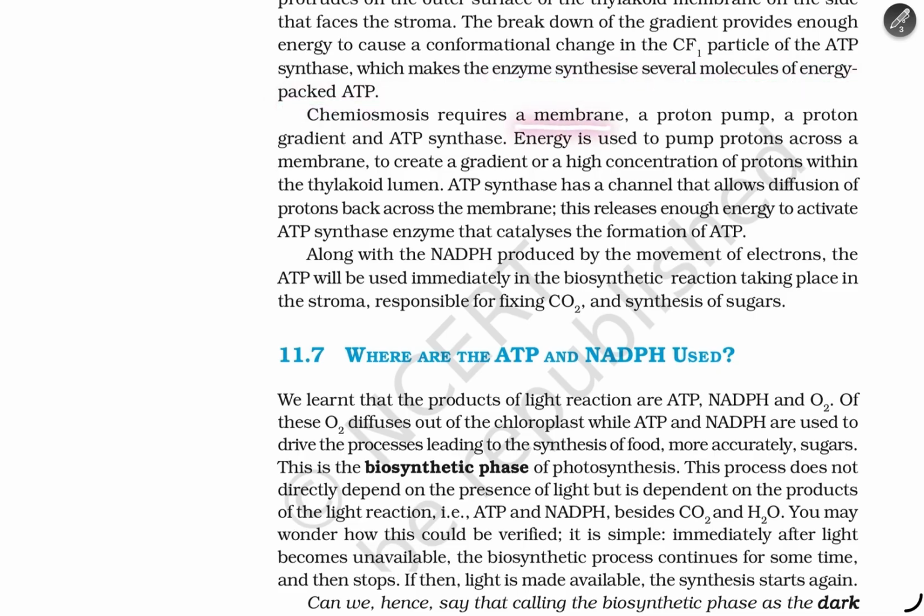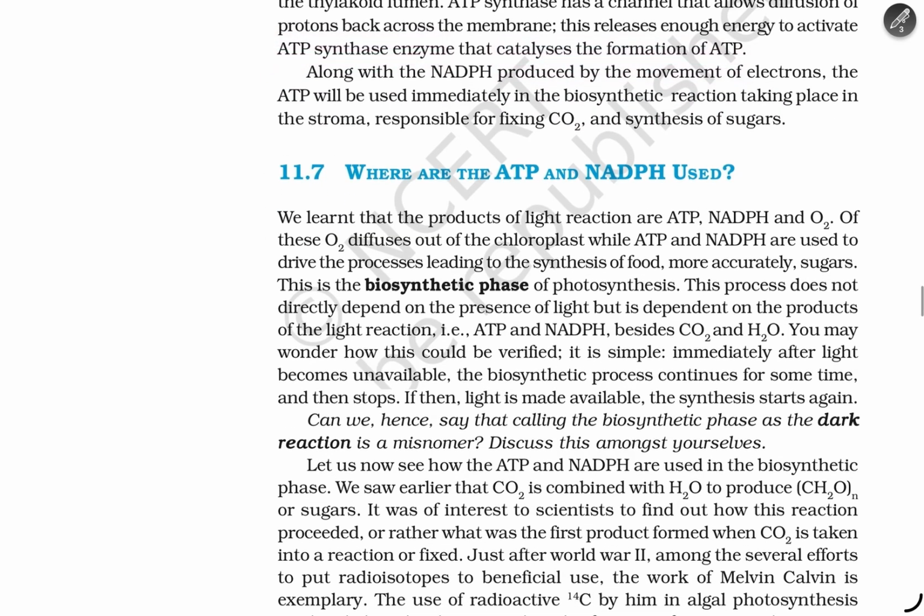Chemiosmosis requires a membrane, a proton pump, a proton gradient, and ATP synthesis. Energy is used to pump protons across a membrane to create a gradient, or a high concentration of protons, within the thylakoid lumen. ATP synthase has a channel that allows the diffusion of protons back across the membrane. This releases enough energy to activate ATP synthase, the enzyme that catalyzes the formation of ATP.